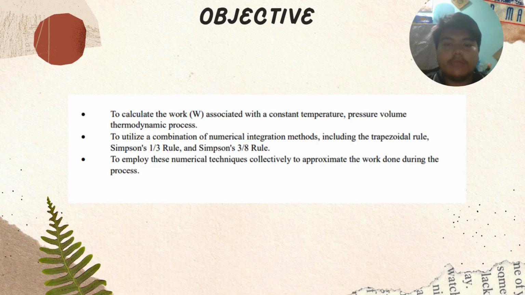Objective: to calculate the work associated with constant temperature, pressure, volume, and thermodynamic process. To utilize the combination of numerical integration methods, including the trapezoidal rule, Simpson 1/3 rule, and Simpson 3/8 rule. To employ these numerical methods and techniques to approximate the work done during the process.